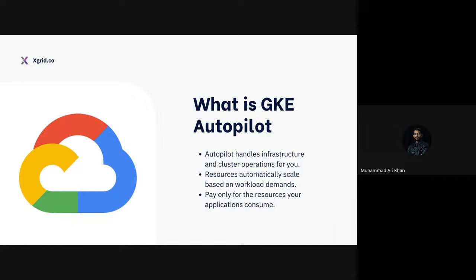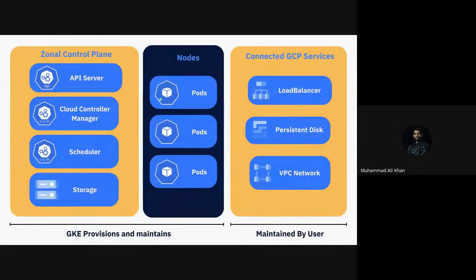GKE Autopilot clusters mainly manage your control plane and your worker nodes, and the things you manage are mainly the load balancer, persistent disks, or VPC network. So that's how GKE Autopilot resolves your infrastructure management overhead.